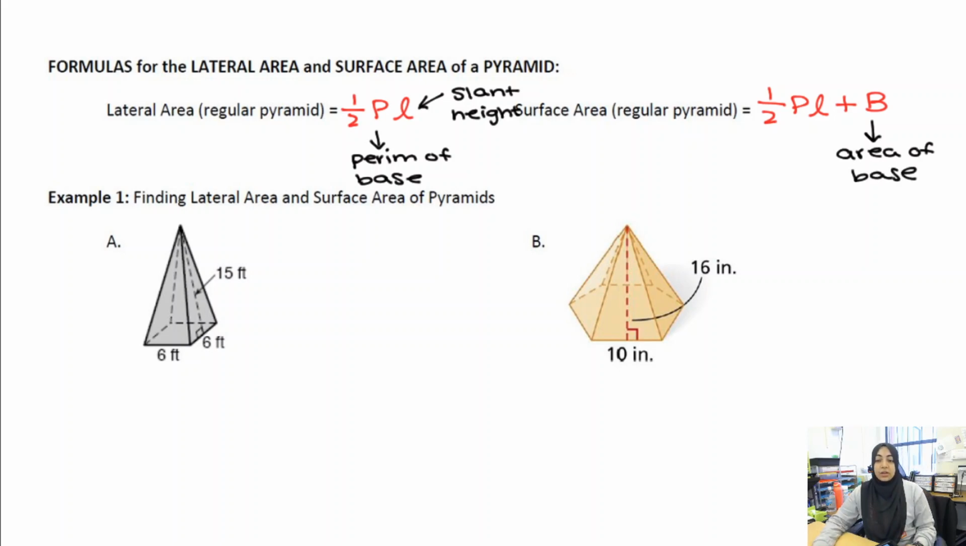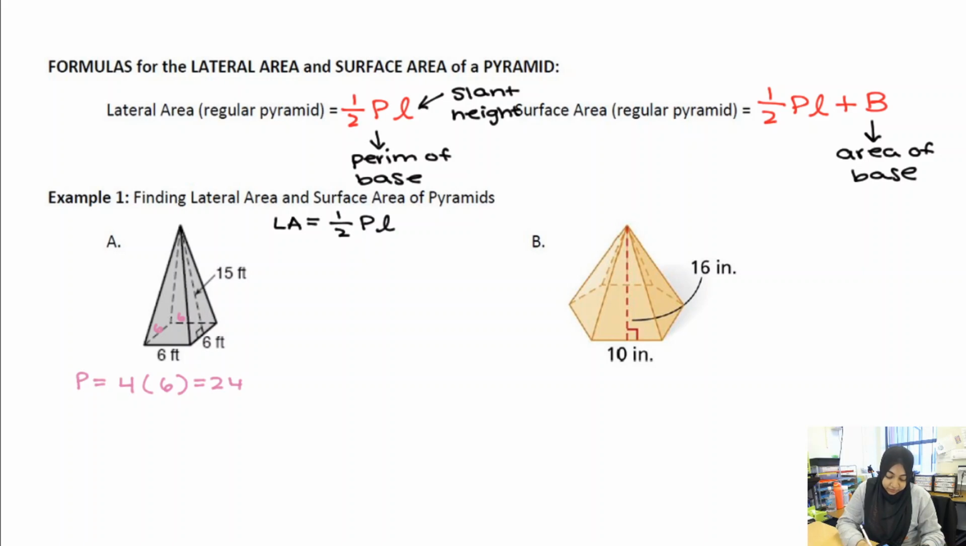All right, let's do a couple of examples. It's saying finding lateral area and surface area of pyramids. So I'm going to start off with lateral area. The formula is 1/2 PL. If I look at my diagram, I want to first find the perimeter of the base. Well, if that's 6, that means that's 6, and that's also 6. Remember, we're only dealing with regular pyramids, so that base is going to have all 4 sides congruent. So 4 times 6, of course, is 24.